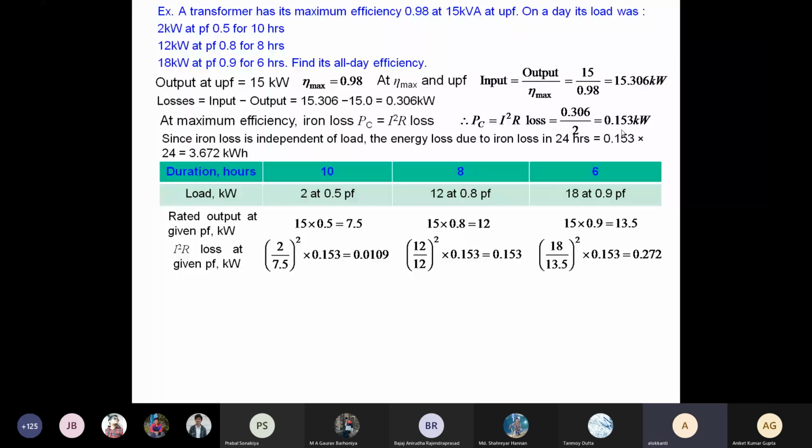And once you have got the I square R loss, you can find out the energy loss just by multiplying it by this time. So multiply 0.0109 into 10. Similarly, 0.153 into 8. Similarly, 0.272 into 6. That gives the energy lost.